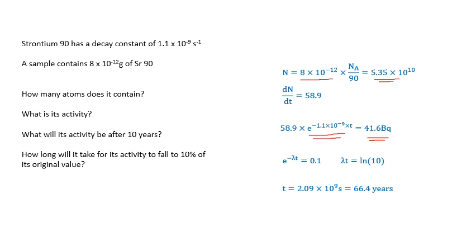How long will it take for its activity to fall to 10%? Now, remember that e to the minus lambda t is the fraction remaining. So e to the minus lambda t is 0.1, because that's 10%. And then what you do is you take logs of both sides. What I tend to do is I flip it. So I say e to the lambda t is 10, and then take logs. So lambda t is log 10, and so t is that many seconds, which is 66.4 years.